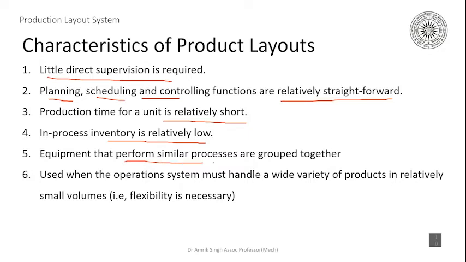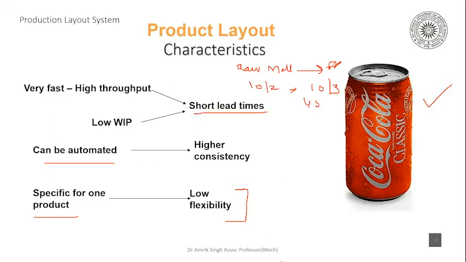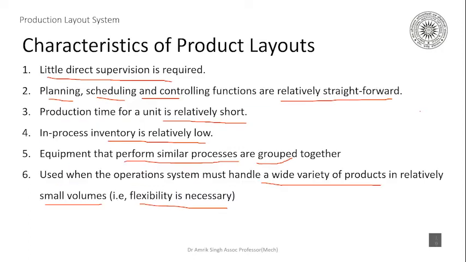Equipment that performs similar processes is grouped together. Okay. And when the operation system must handle a wide variety of products in a small volume, that means the flexibility is very small. So if we want to make another cold drink instead of Coca-Cola, but in a similar can of the same volume and the same size, then we can shift with some changeovers. But this flexibility is very small.